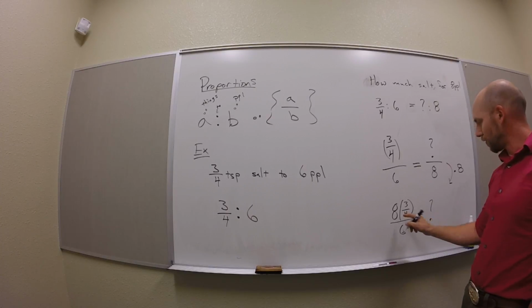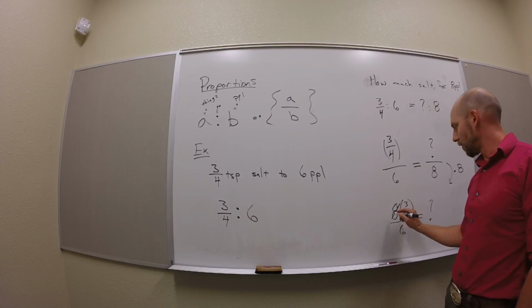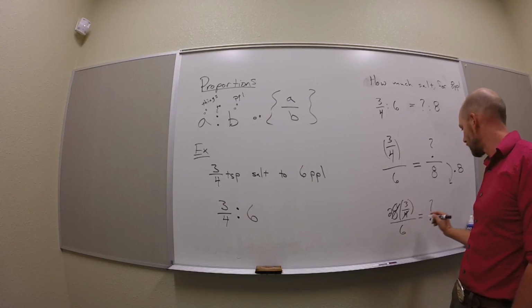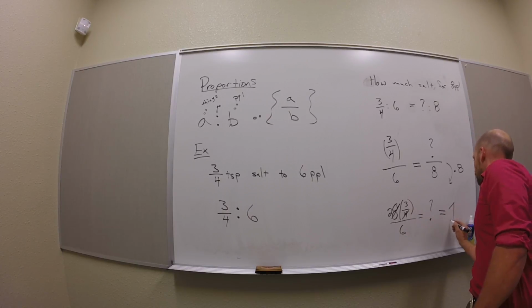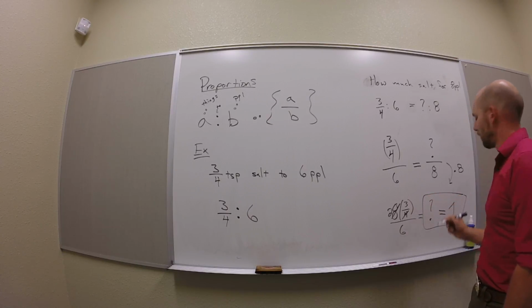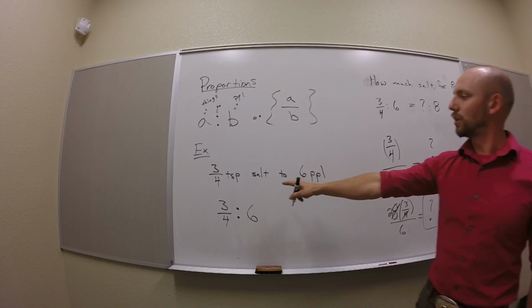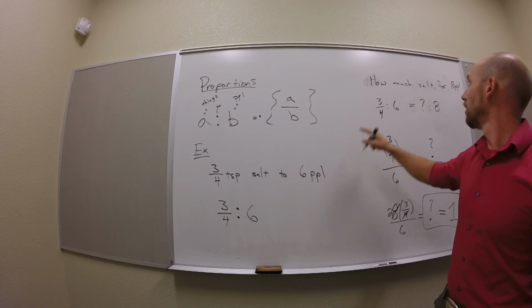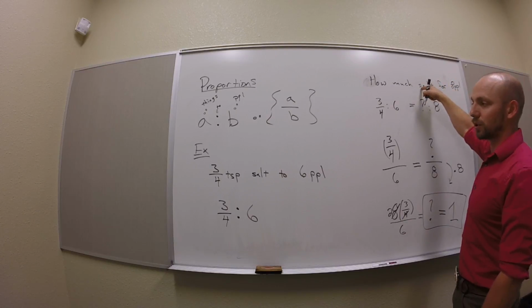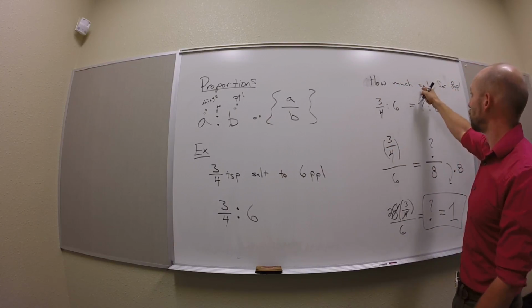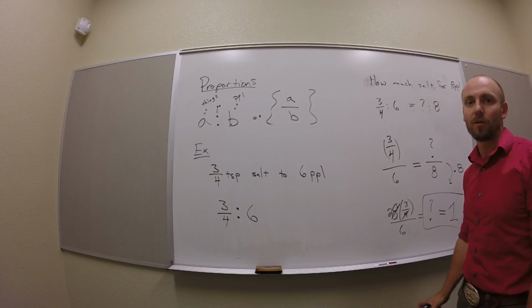And if I do a little simplifying here, I'll notice that 8 divided by 4 is 2, so I'll get 6 over 6. That means my question mark that I'm looking for is 1, right? So 3/4 teaspoon of salt to 6 people is 1 teaspoon of salt for 8 people.